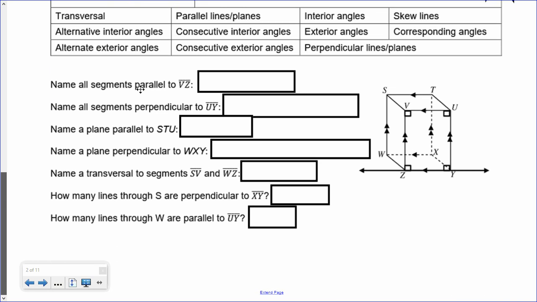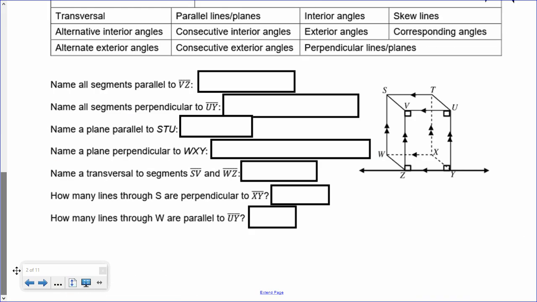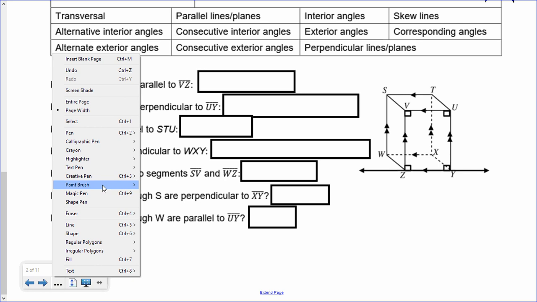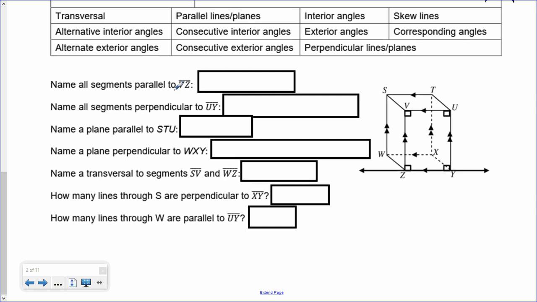All right, we're going to practice with lines with this activity, and then we're going to practice angles on the next page, okay? So let's take a look at the lines. This first question is asking us to name all segments that are parallel to, hold on, let me get my pen out. Okay, all segments parallel to VZ.